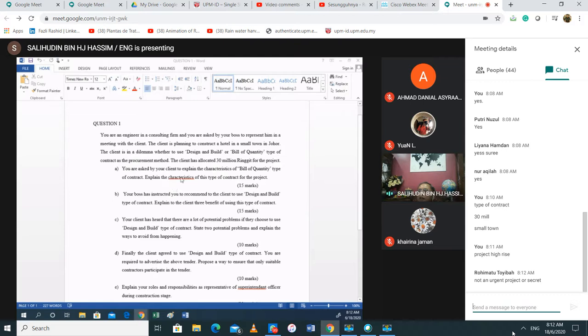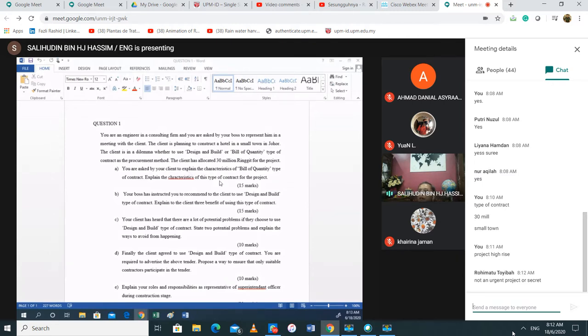The characteristics for bill of quantity. Bill of quantity means what? What do you have? You have the bill, come on. You have the drawing, you have the spec, all contract as that. So the characteristic, what? The bill of quantity, the bill is the contract, means everything is depending on the bill.